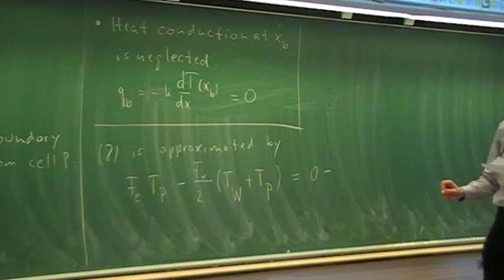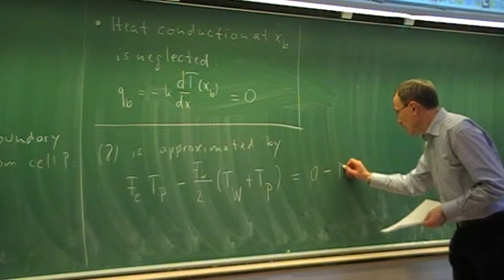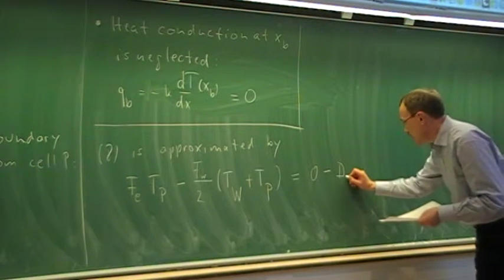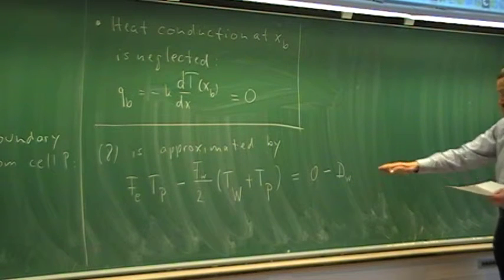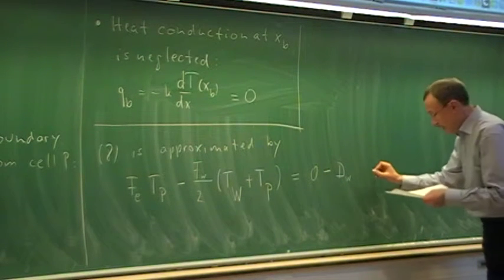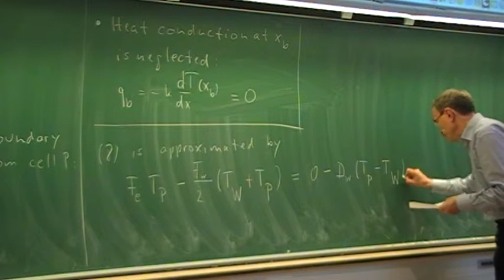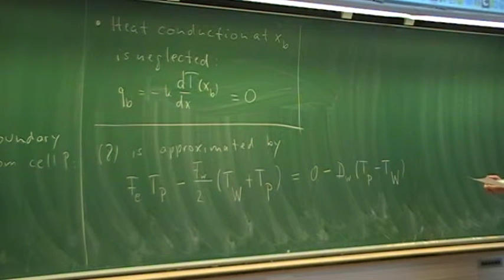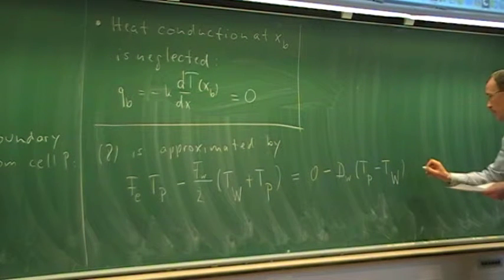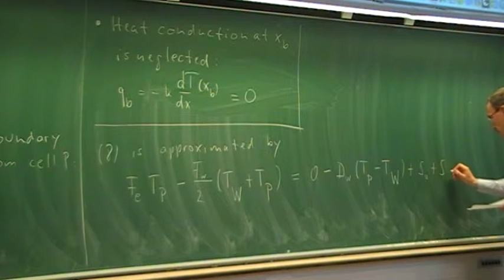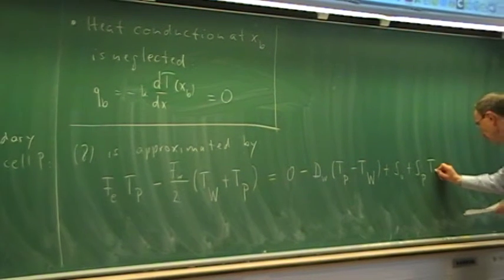And in our notation now we use the diffusive conductance dw that contains then the relevant coefficients, that is a lowercase w, and then we have here Tp minus Tw. And then we have also the contribution from the source term, which was the uniform part plus the part that is dependent on the coefficient times the unknown temperature there.